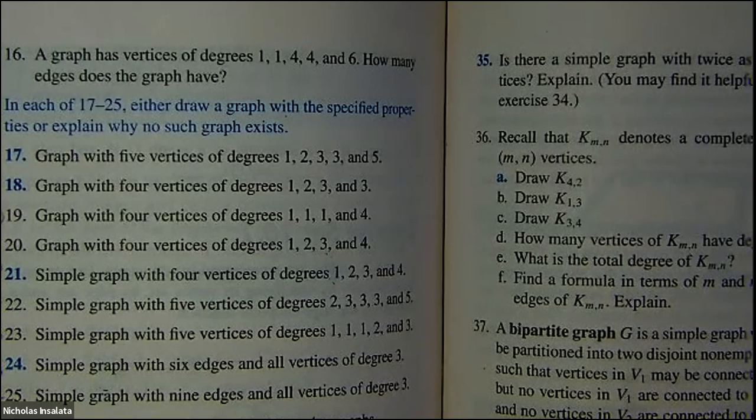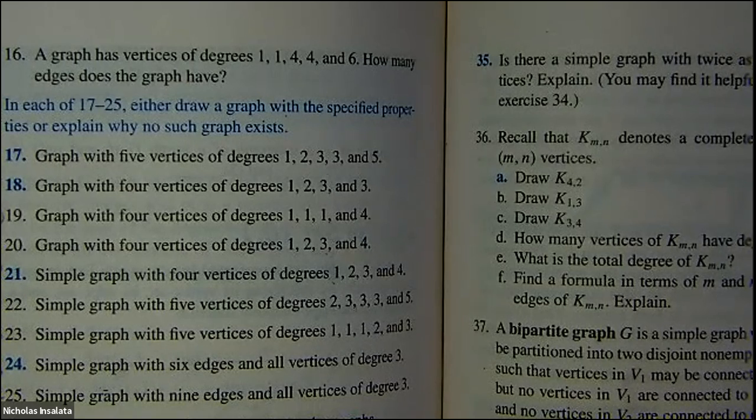Nice work, right? Because K4 has 6 edges, right? The square and then the cross in the middle. And then, of course, all the vertices have degree 3 in K4. Okay, how about number 25? Simple graph with 9 edges and all vertices of degree 3.